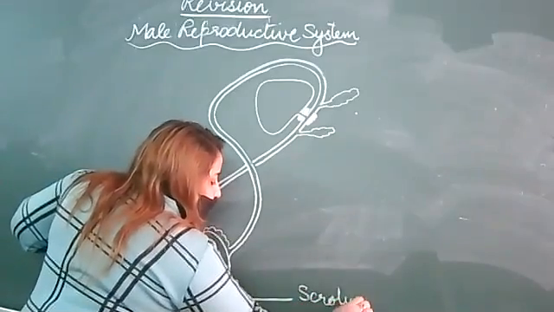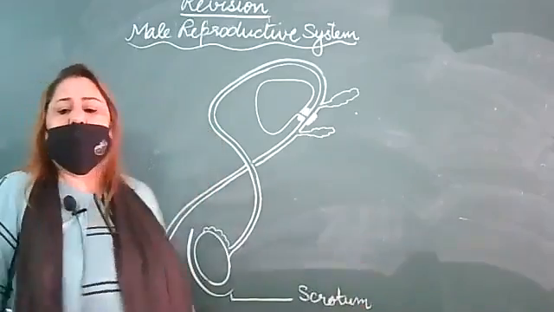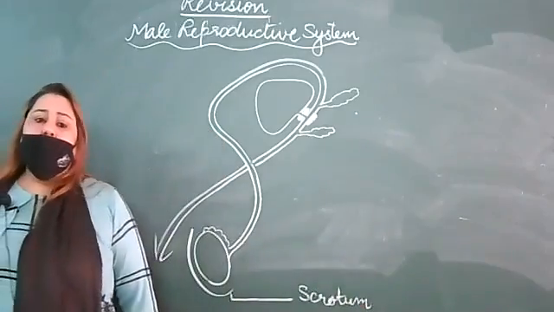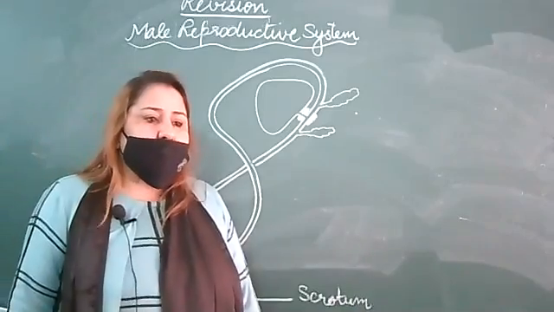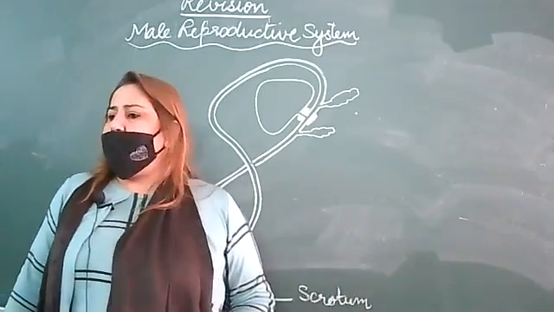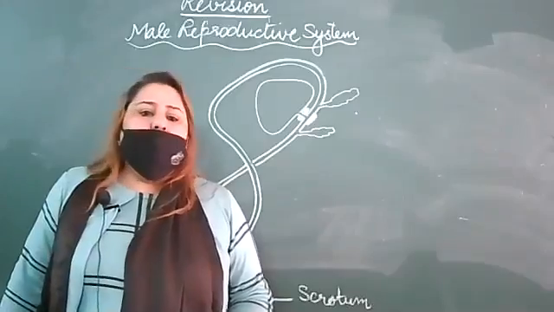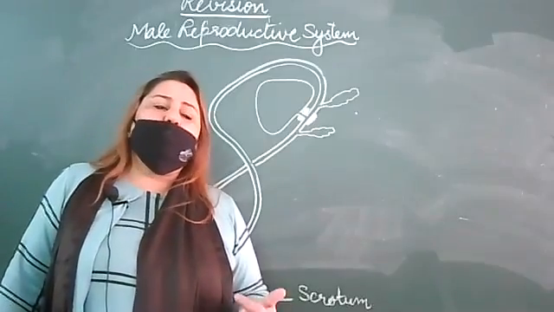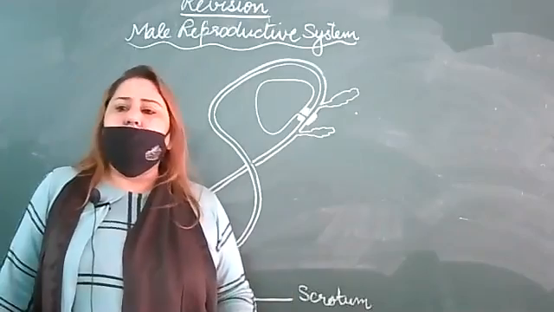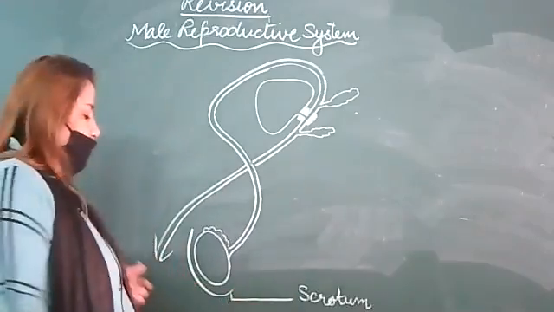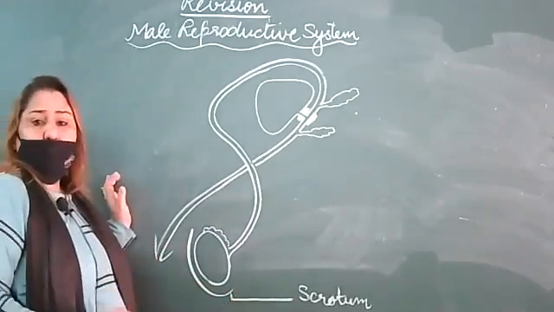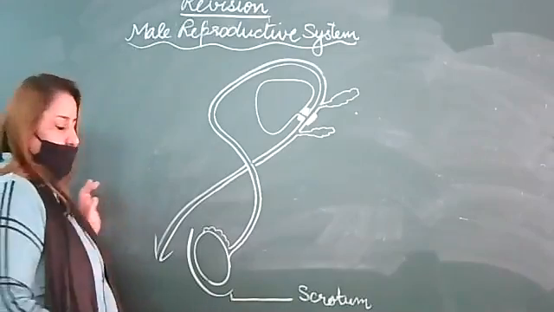Yes. Now, this is what? Scrotum. What is the function of the scrotum? Protects the testes. Why are the testes outside of the male body? They need 2 to 3 degrees less temperature than the normal body temperature. Right? Scrotum is a muscular pouch which protects the testes.